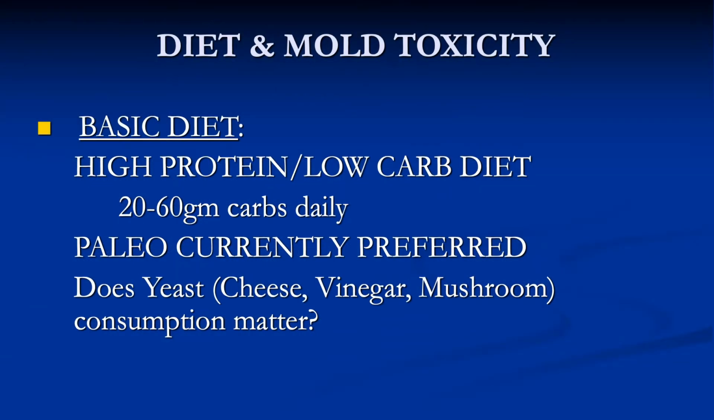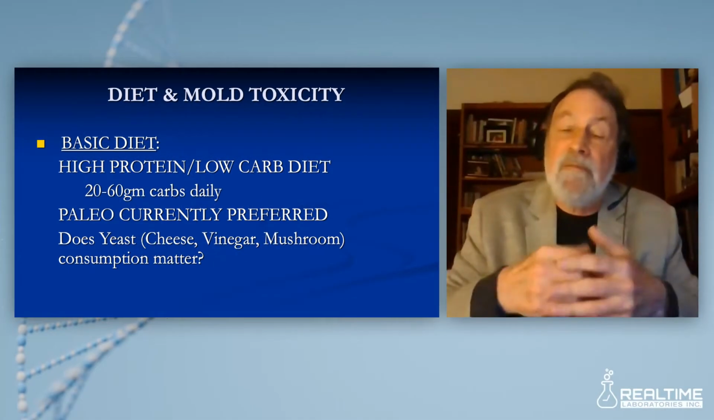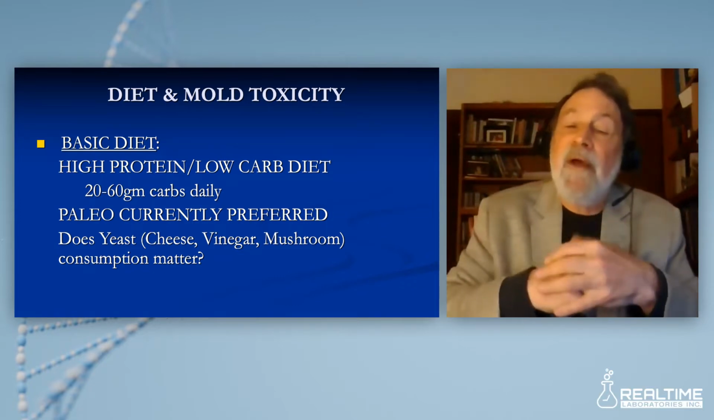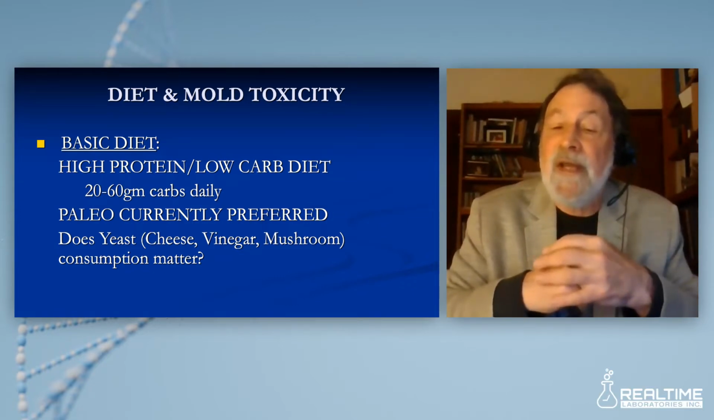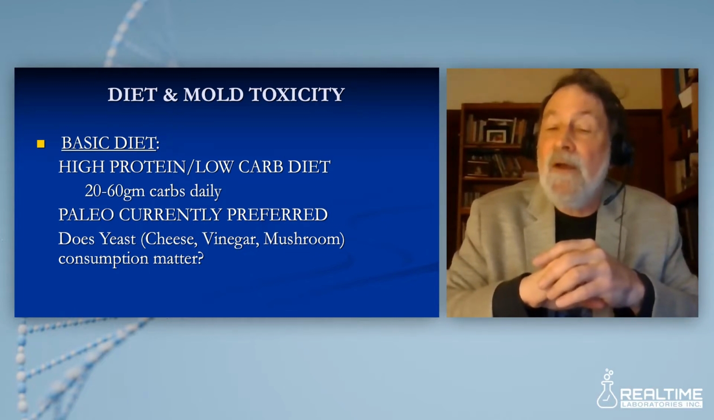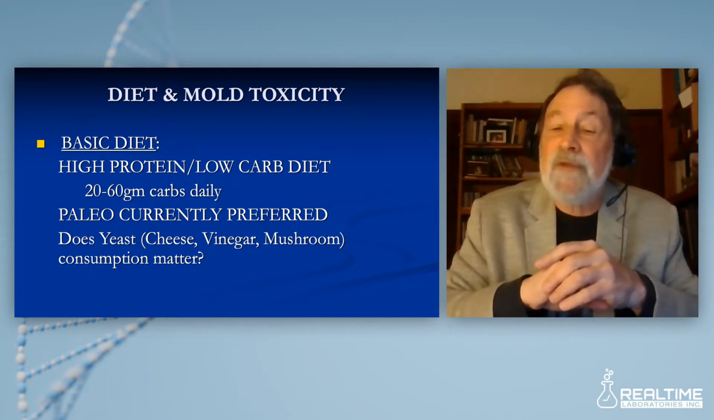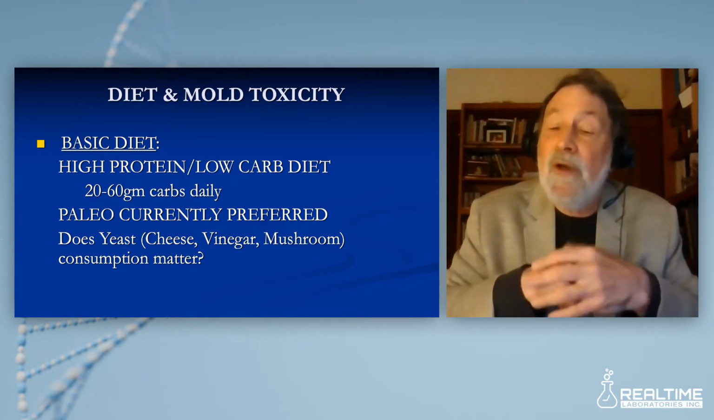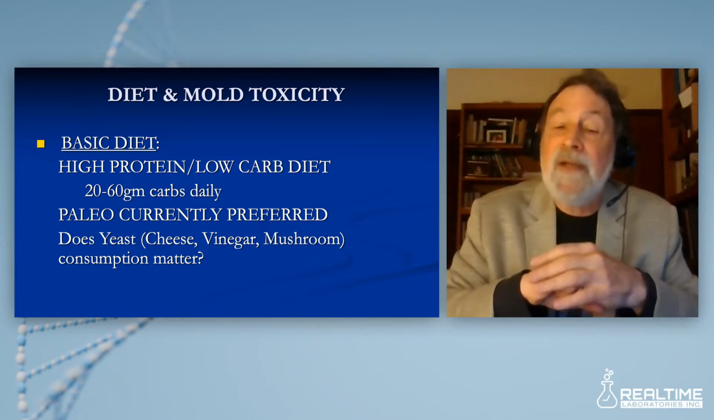What about diet? The basic diet for mold toxicity is a high protein, low carb diet. The importance here is low carb. Carbs feed mold and candida in the gut, causing them to grow, and that is counterproductive. So as a ballpark, I'm tossing out 20 to 60 grams of carbs a day is ideal. Some of my patients find they just don't feel well when it's that low. You may have to go to 80 to 100 grams a day. So paleo or keto are my currently preferred diets.